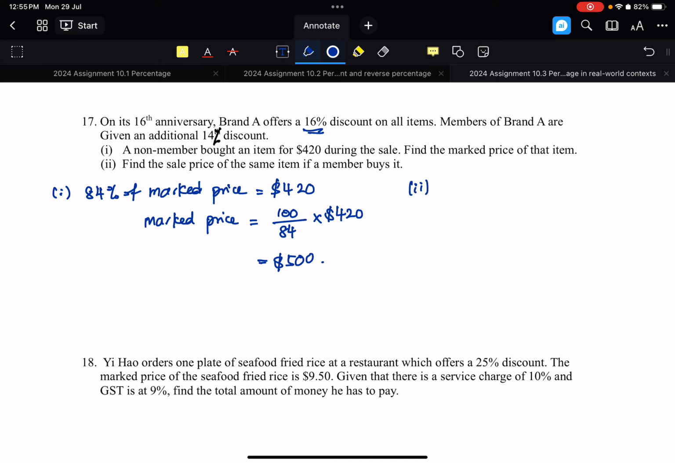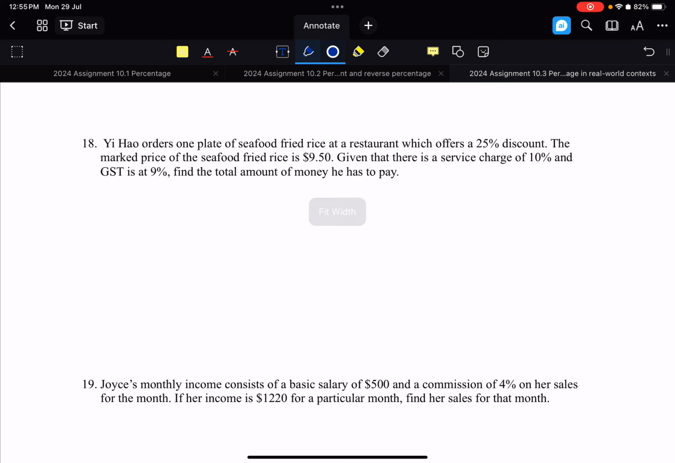Part two, this time round it is a member, you get an additional 14%. So what happened? 14% means the amount paid is actually 86%, right? Because 100 minus 14 is 86. So the sales price for members equals 86% of the discounted price, which is 420, which gives us $361.20. Okay, right, moving on, next one.